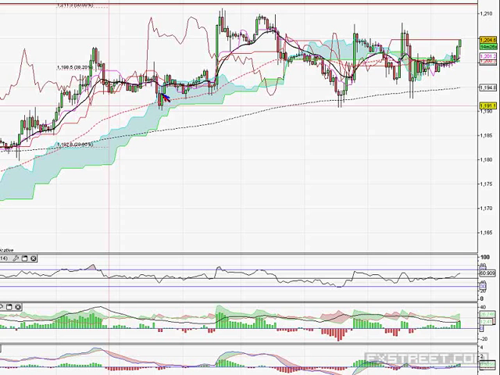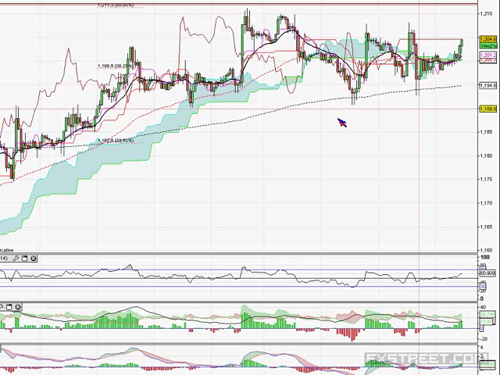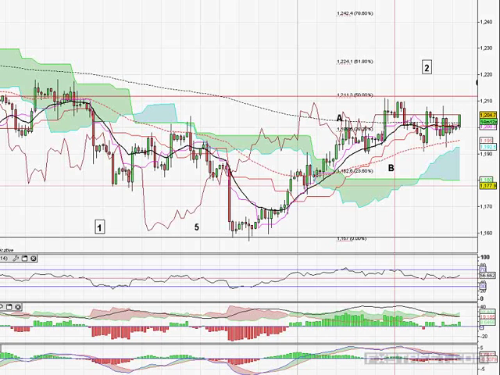Is that a long signal? No. Not really. I've missed this, okay? But have I really missed anything? Not that I can see. This just looks like one big flag formation, as far as I'm concerned. Or it might be trying to make a top here. And then I'm going down to my 4-hour chart. Okay.